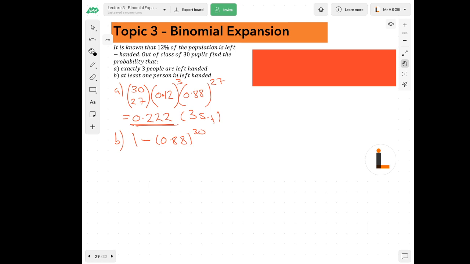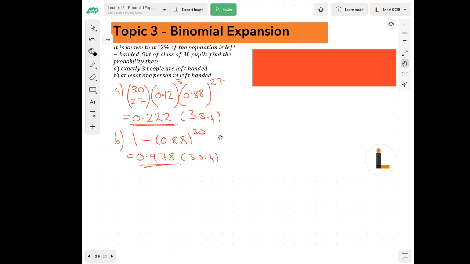Right? So this is the total probability here, minus the probability that every single person is right-handed. So we don't have to worry about any binomial expansions here. This is much more straightforward than that. We should end up with 0.978 to 3 significant figures. Okay?